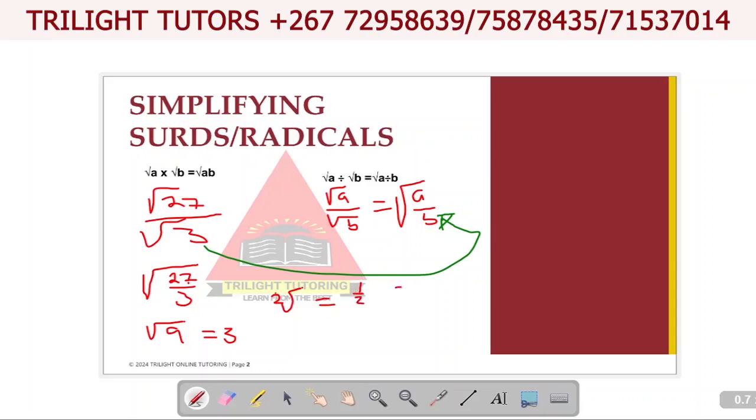Third root is the same as power 1 over 3. Fourth root is power 1 over 4.